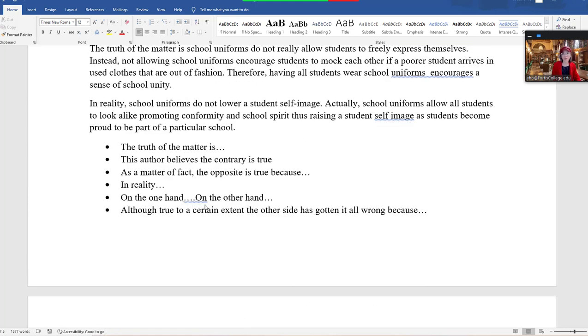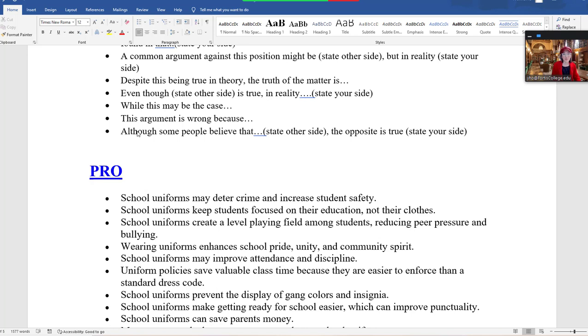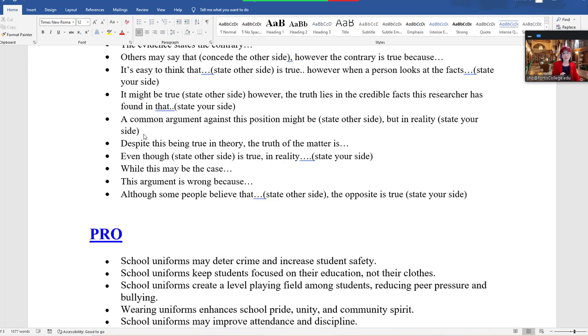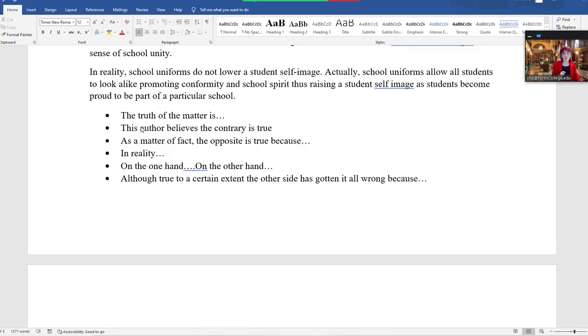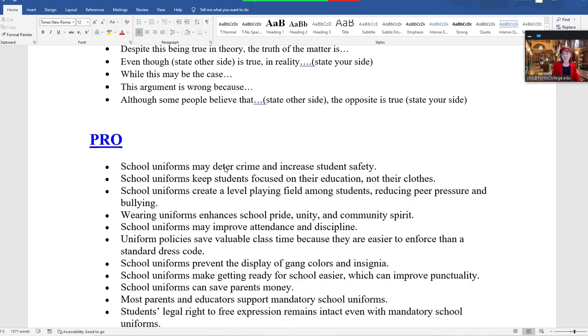The truth of the matter is school uniforms are good for students. Okay, this argument is wrong because... Basically you pivot to the other side. You would say, the truth of the matter is school uniforms deter crime and increase student safety. Or, this argument is wrong because school uniforms keep students focused on their education, not their clothes.